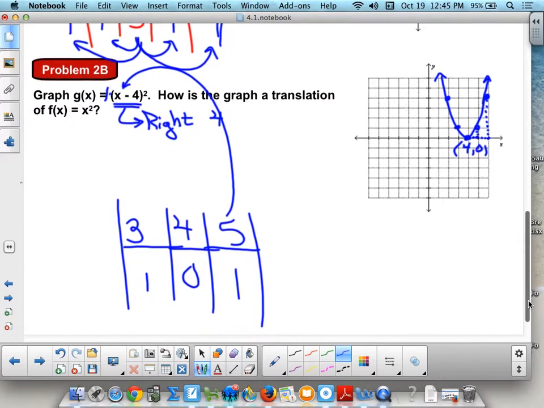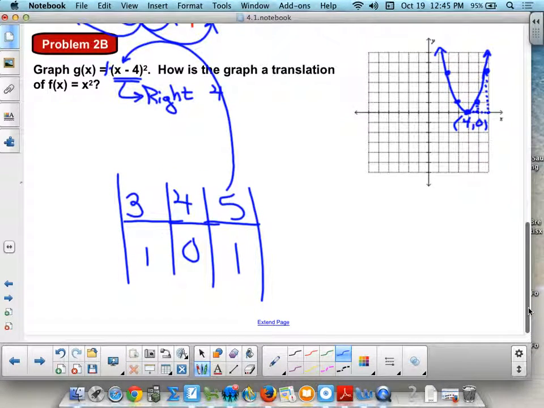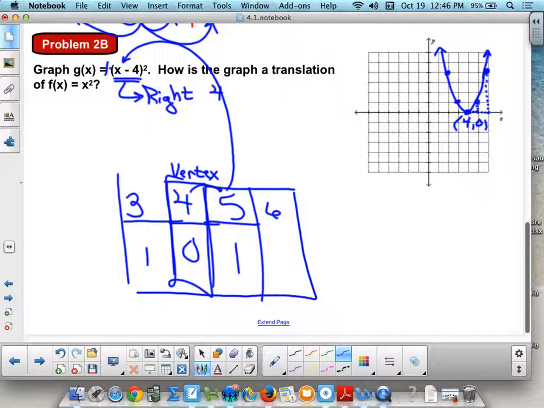How do you make a table? I just did it. What was it? You told me, you said move right 4. 4, 0 is called the what? That's the vertex, right? Okay, if that's the vertex, if I move 1 to the right, 5, put the 5 in. What's 5 minus 4? 1. 1 squared is 1. Hey, what if I moved 2 to the right of the vertex? Put a 6 in. 6 minus 4, 2. 2 squared. 4.